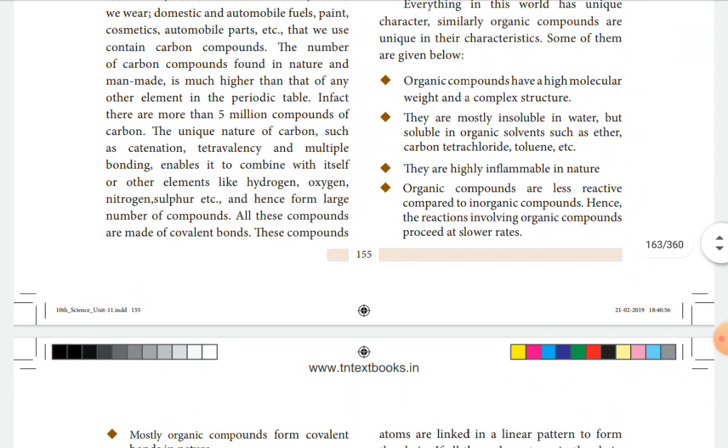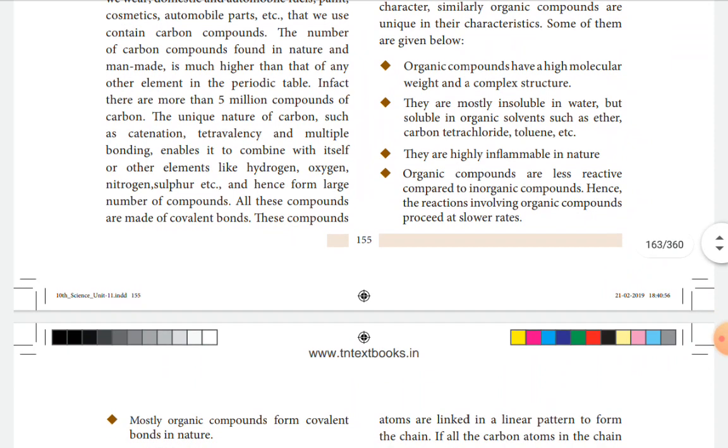Similarly, waxes, fats, this type of non-polar organic compound dissolve only in ether, carbon tetrachloride, like that. Those compounds will not dissolve in water. That is the meaning of "like dissolves like." Then next point, they are highly inflammable in nature. So these carbon compounds are easily combustible, easily burn in presence of oxygen, the supporter of combustion.